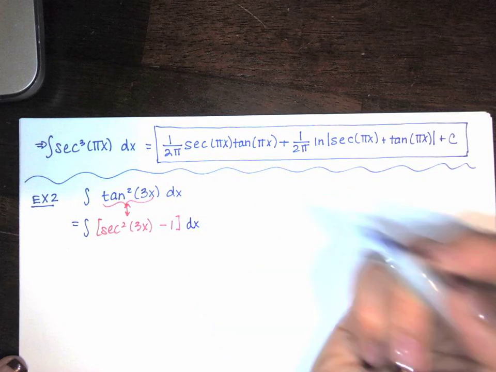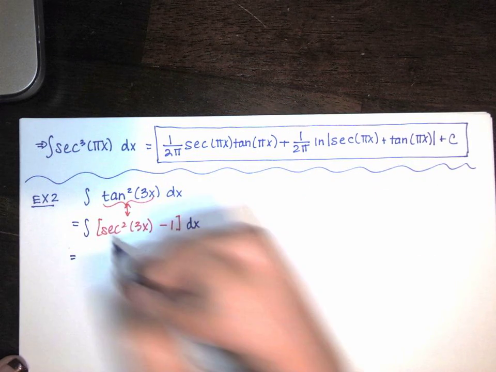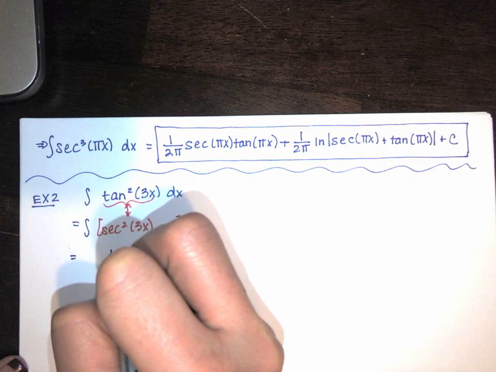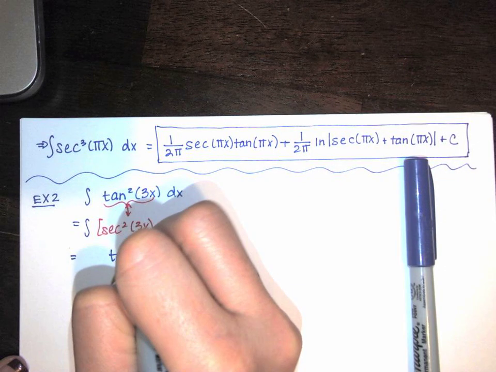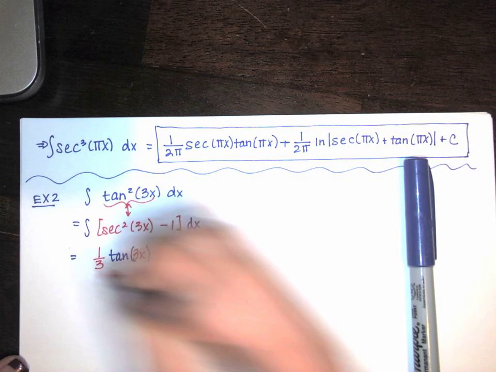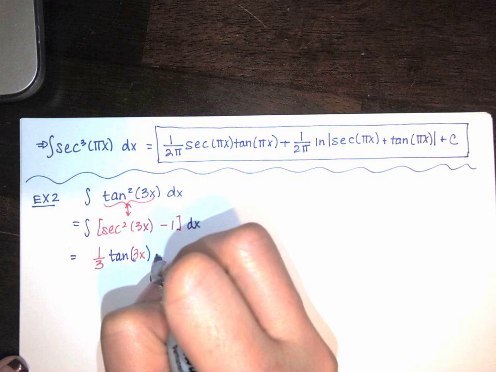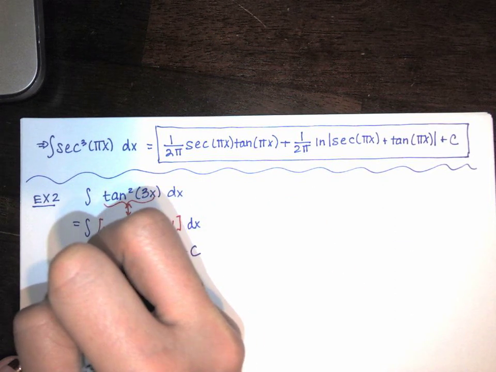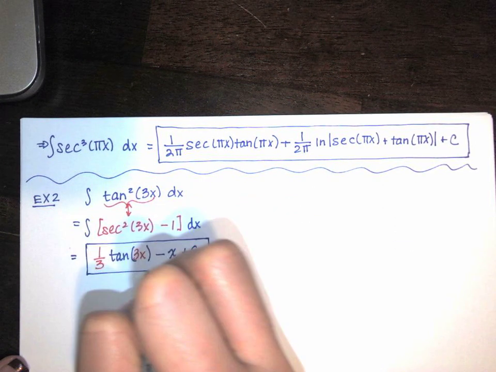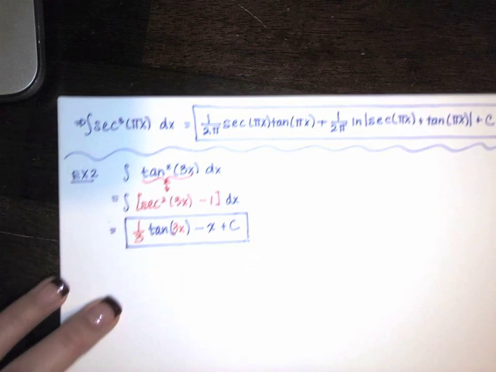And now we take the antiderivative. Antiderivative of secant squared is tangent of the same angle. We've got a k out front, don't forget to divide by the k. And the antiderivative of 1 with respect to x is just x plus C. So that's how it works if it's just tangent squared.